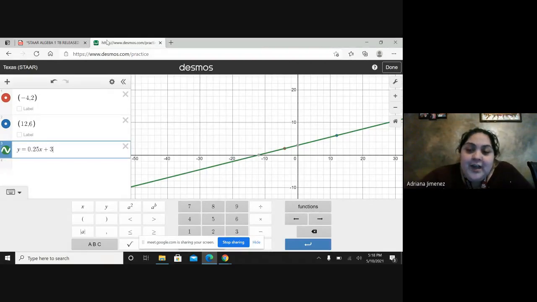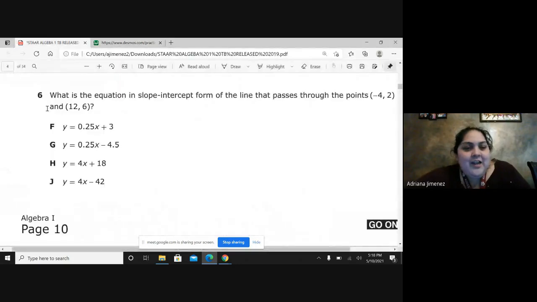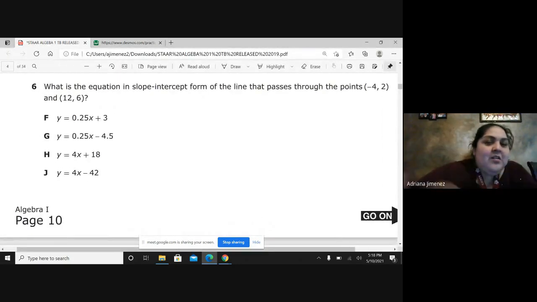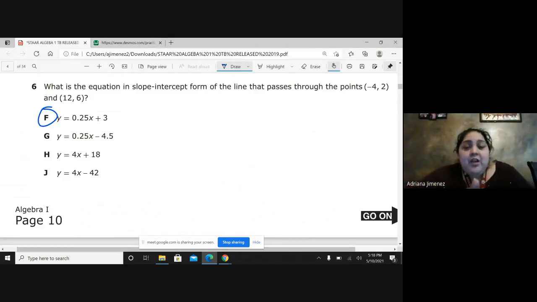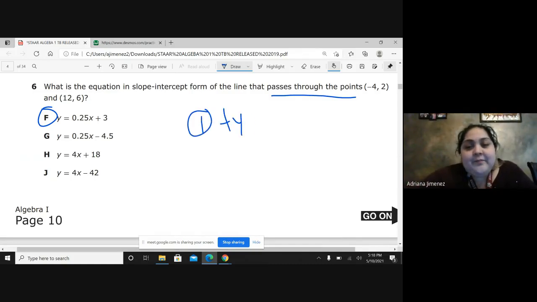Look at that. Those 2 dots that I had, the red and the blue dot, that green line is going straight through it. That means that that's the equation for those 2 dots. And so that's my answer. Are you guys okay with what I just did? It says right here that it passes through the points. So I typed in those ordered pairs.